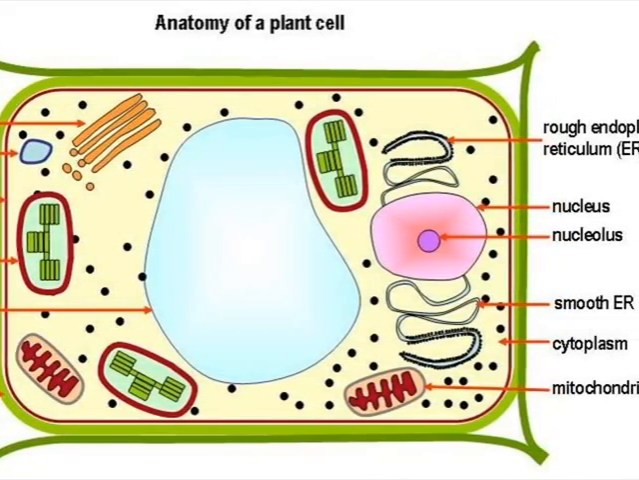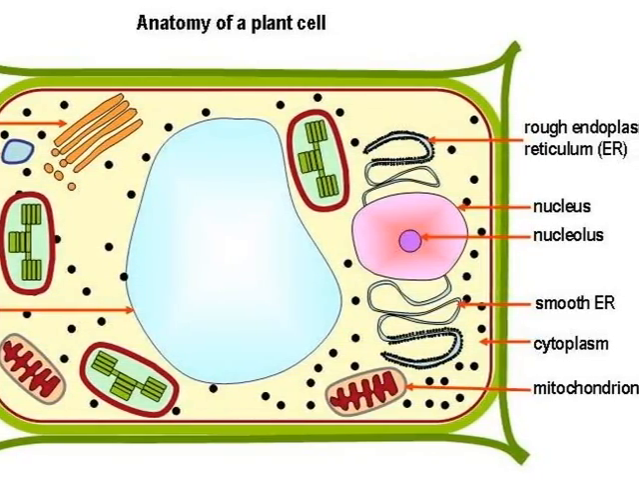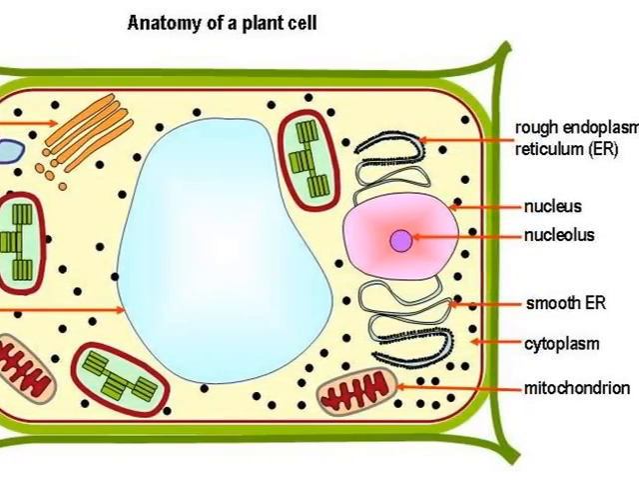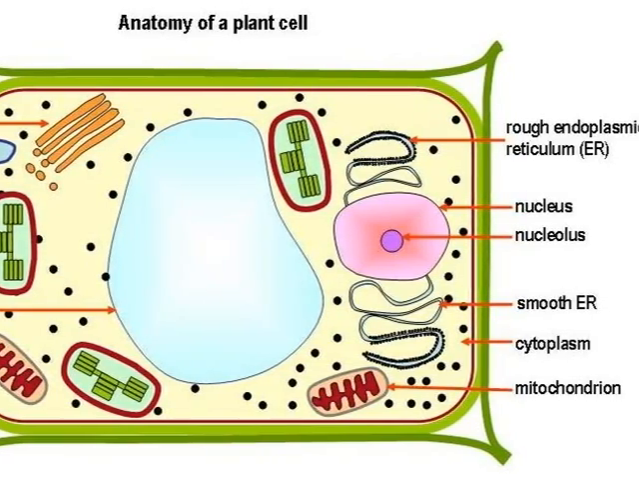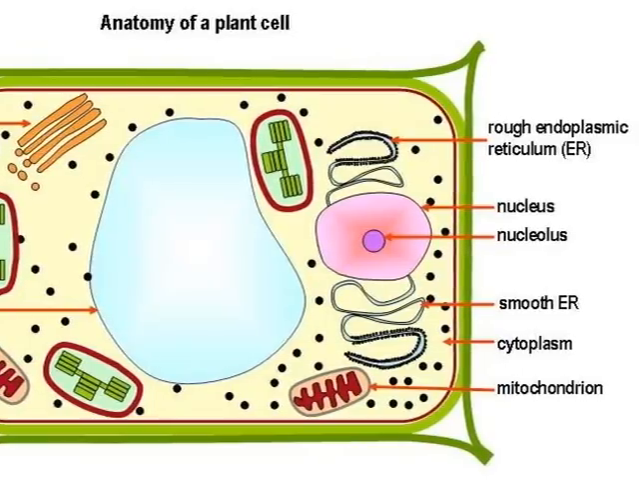Then there's the rough and smooth endoplasmic reticulum. These two have the same functions. They only transport inside the cell. And that's the comparison with plant cells and animal cells.